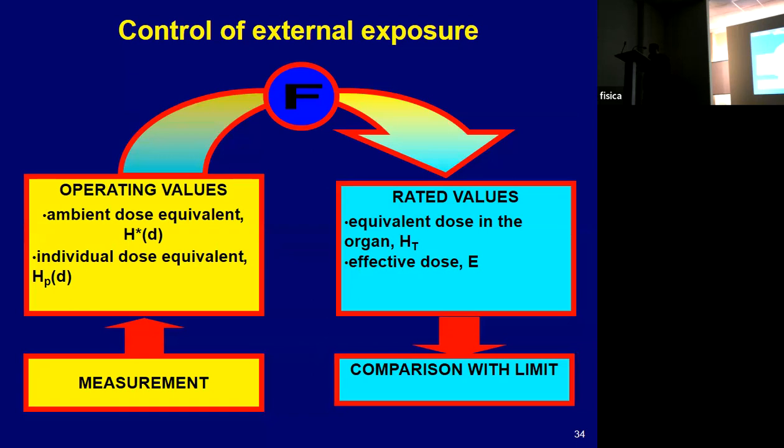At d equal to 3 millimeters, these two values, H*(3) and H_p(3), correspond to the equivalent dose of external radiation for the lens of the eye. And ultimately, at d equal to 7 hundredths or 0.07 millimeter, these two values, H*(0.07) and H_p(0.07), correspond to the equivalent dose of external skin irradiation.